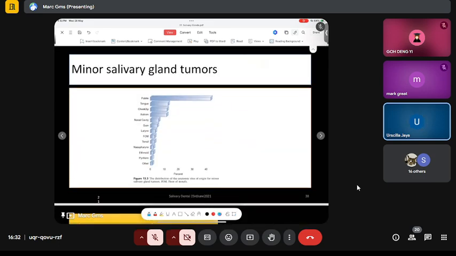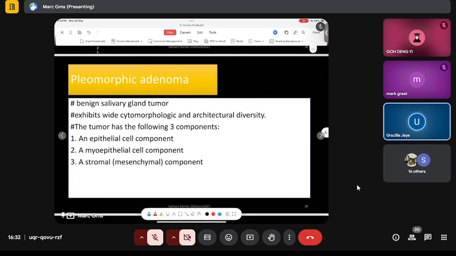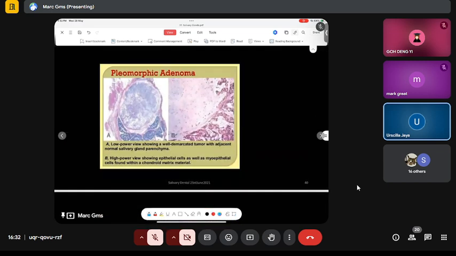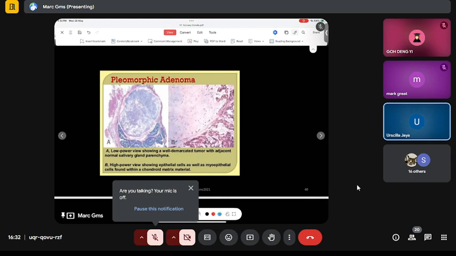Next, next. Okay, so pleomorphic adenoma. Like I said, it's a benign salivary gland tumor. It exhibits wide cytomorphological and architectural diversity. The tumor has the following three components: your epithelial cell component, your myoepithelial component, and your mesenchymal component. Next. Okay, this is basically the HPE of a pleomorphic adenoma. Next.